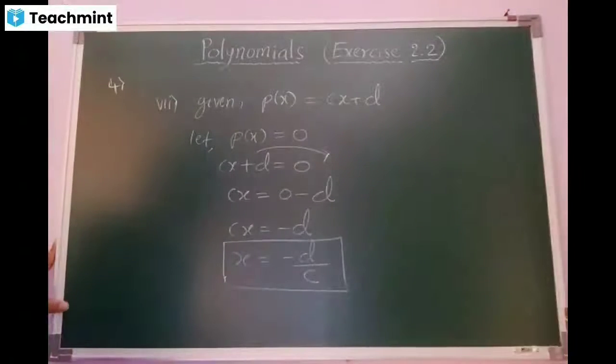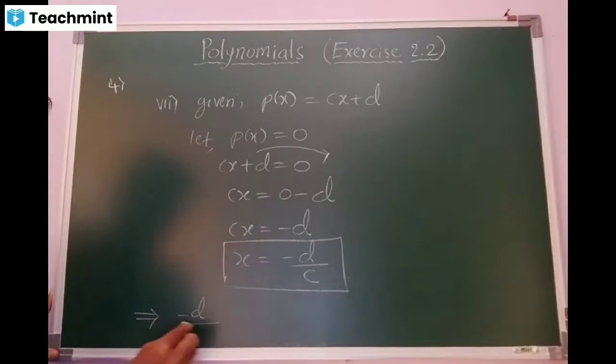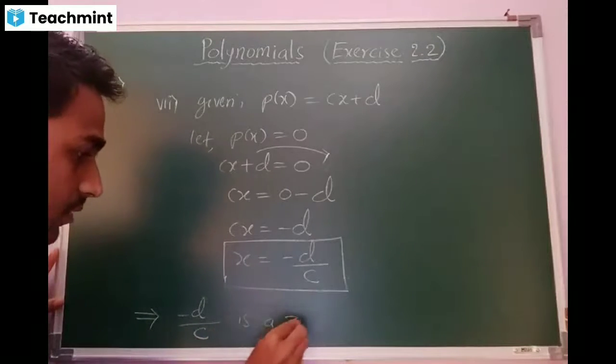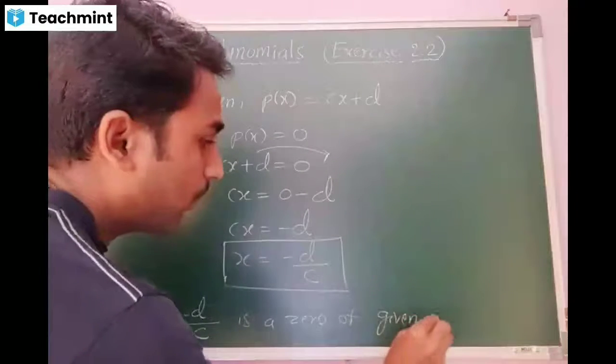So, what is the sentence to be written, beta? This implies minus d by c is a 0 of the given polynomial.